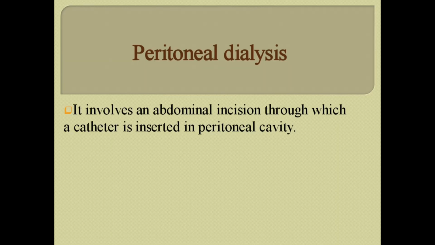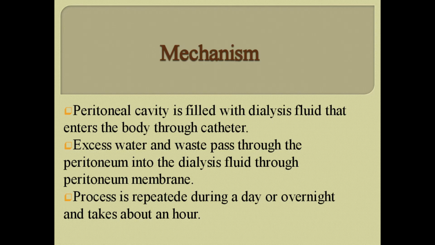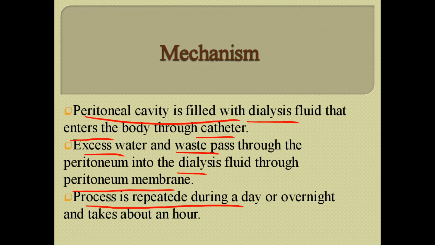So peritoneal dialysis involves an abdominal incision through which a catheter is inserted into the peritoneal cavity, and then the peritoneal cavity is filled with dialysis fluid that enters the body through this catheter. Excess water and waste pass through the peritoneal membrane into the dialysis fluid. The process is repeated during a day or overnight and takes about an hour.